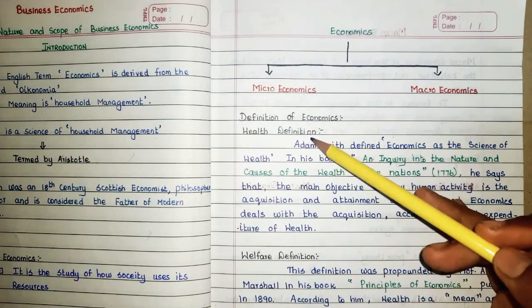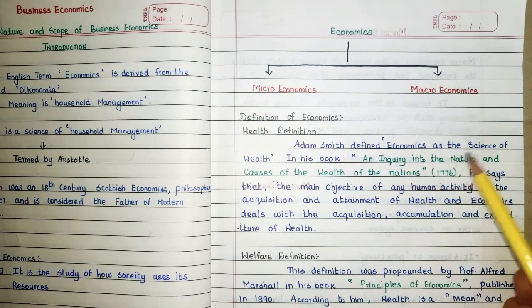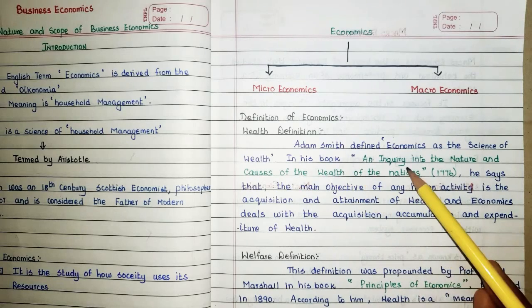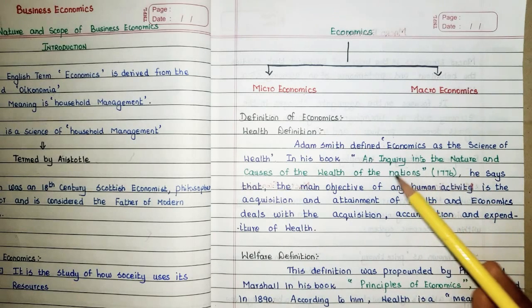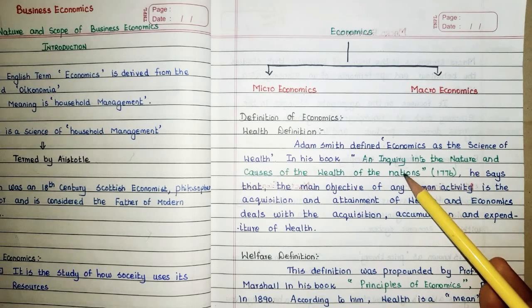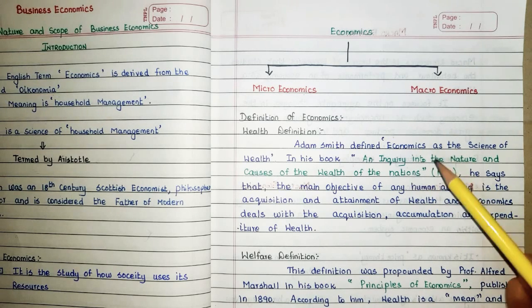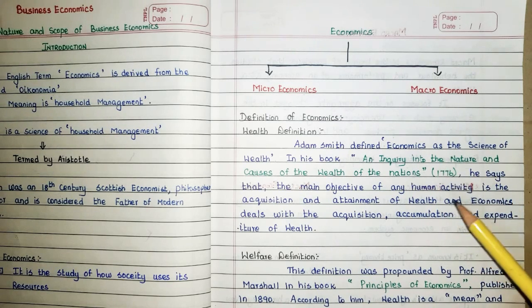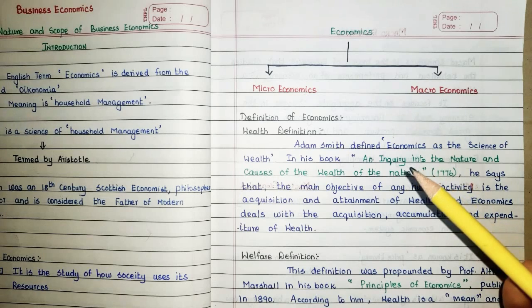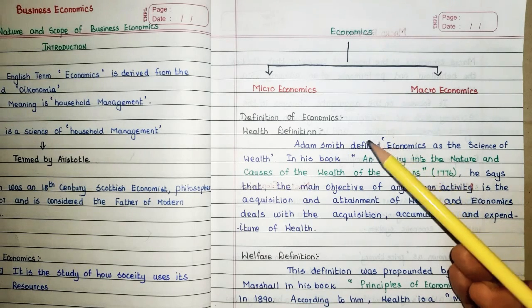Adam Smith defined economics as a science of wealth in his book An Enquiry into the Nature and Causes of the Wealth of Nations in 1776. This book was released in that year, and Adam Smith says that the main objective of human activity is the acquisition and attainment of wealth, and economics deals with the acquisition, accumulation and expenditure of wealth. So generally it speaks only about wealth. This is the wealth definition by Adam Smith.